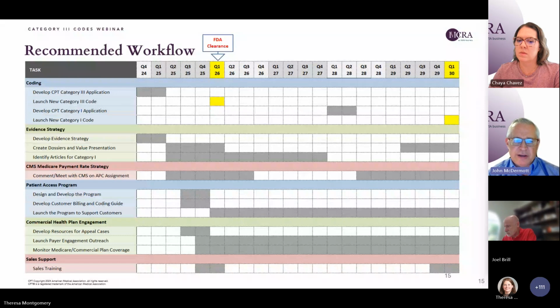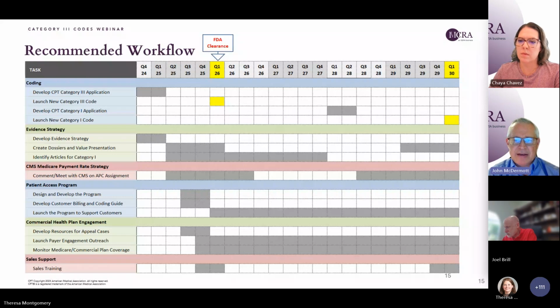Secondly, you also need to be looking at outreach to payers. And here we have a service we call payer engagement, where we have some dedicated experts who do nothing but profile and then reach out to different payers and advocate for coverage.